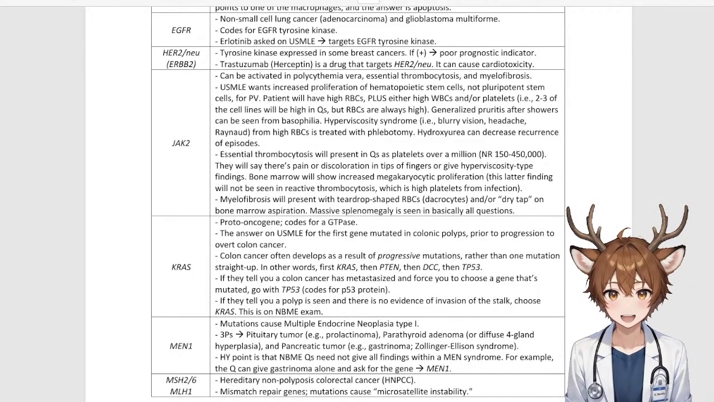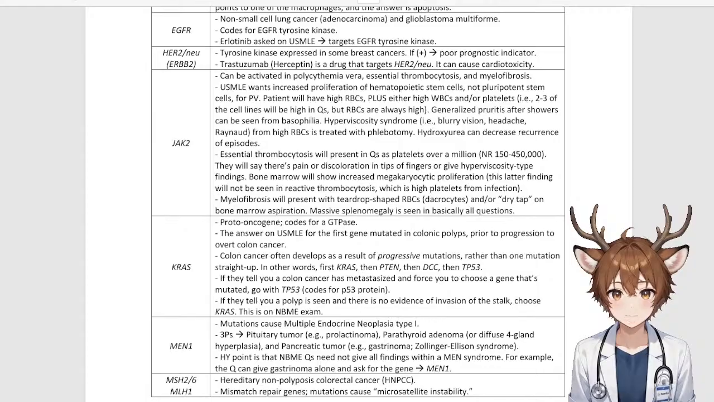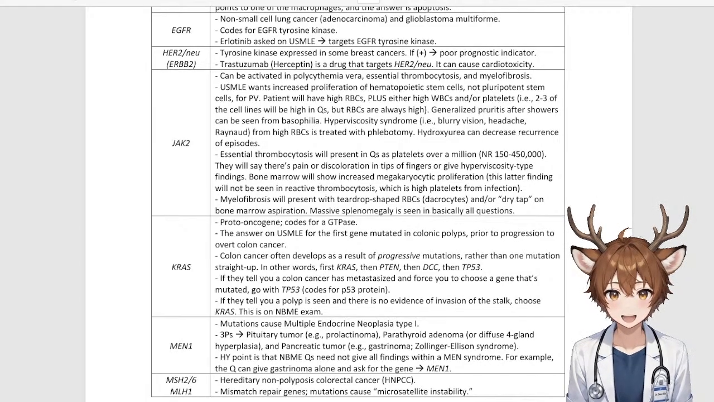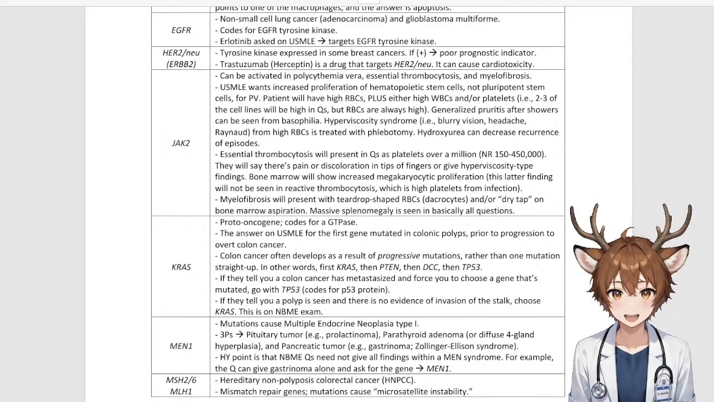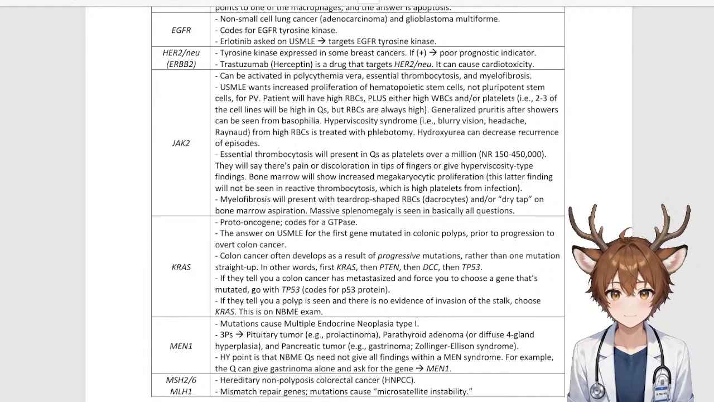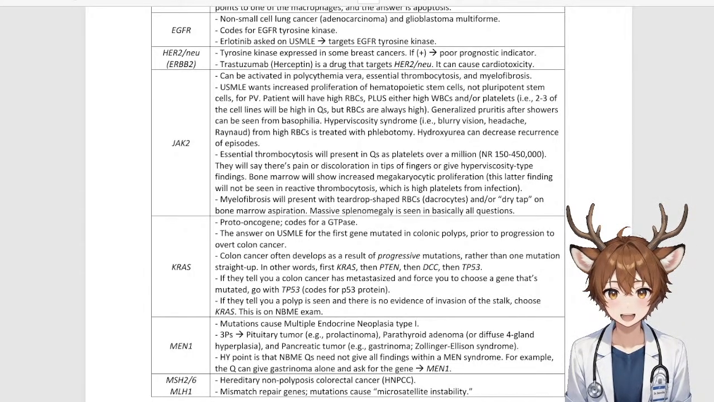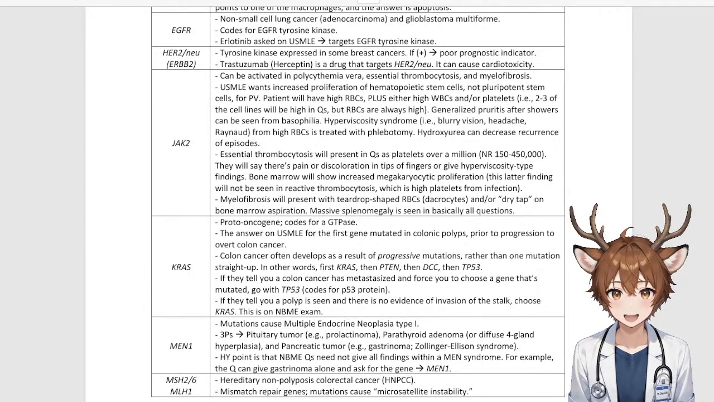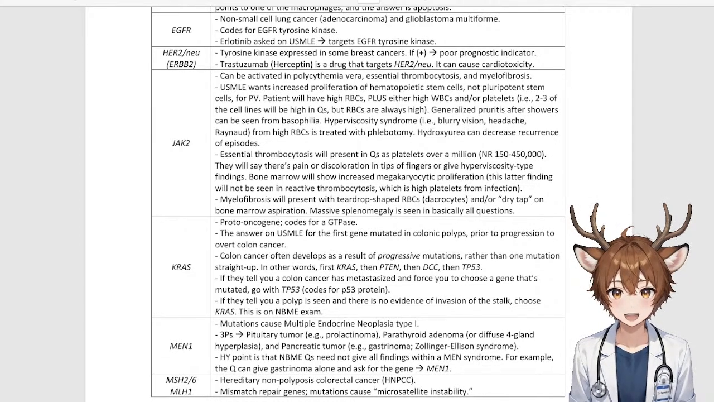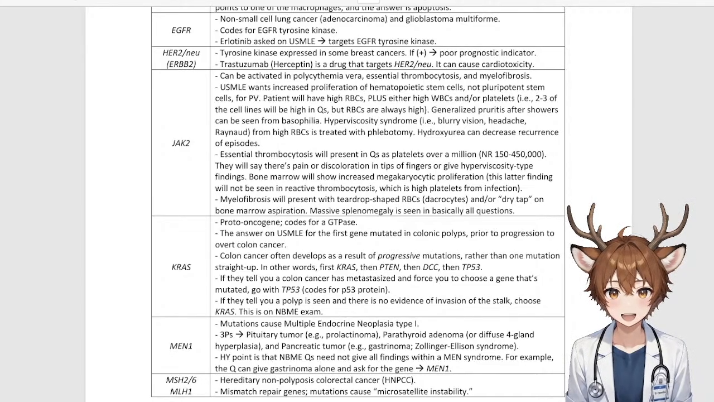JAK2 can be activated in polycythemia vera, essential thrombocytosis, and myelofibrosis. USMLE wants increased proliferation of hematopoietic stem cells, not pluripotent stem cells, for PV. For PV, what does that mean in this context? PV, polycythemia vera. Patients will have high RBCs plus either high white blood cells and/or platelets, that is to say 2 to 3 of the cell lines will be high in questions, but the RBCs are always high.